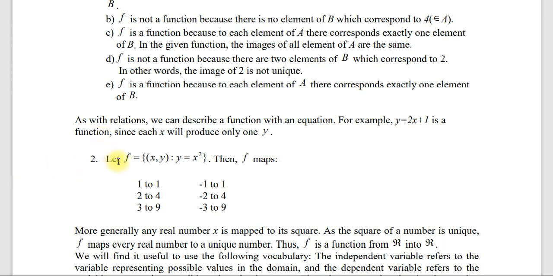Second example: let f be the set containing (x, y) such that y = x squared. Then f maps 1 to 1, 2 to 4, 3 to 9, and -1 to 1, -2 to 4, -3 to 9.